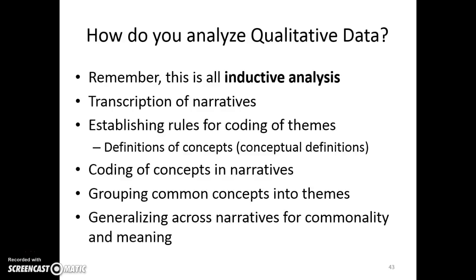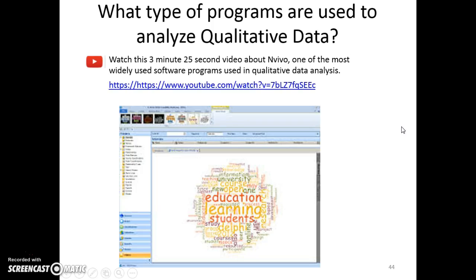You may even look for certain commonalities that bounce around across the themes and write about those as well in your analysis. So there's a whole process, but it is still pretty systematic and it goes step by step. There is software as well to help with that, and so you may want to explore a program called NVivo, which is one of the most widely used software programs used for these purposes.